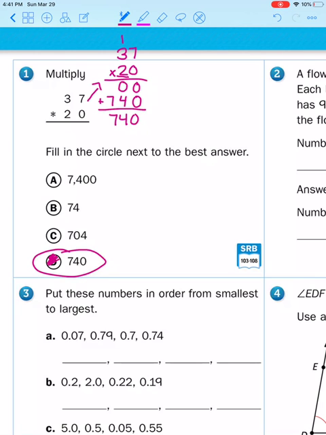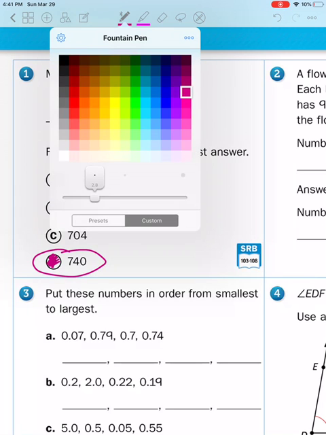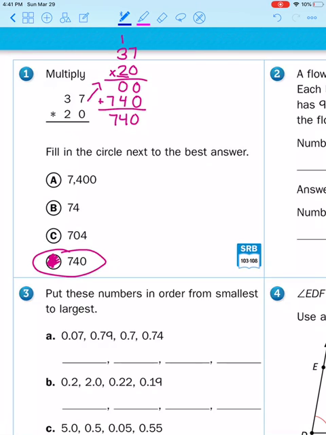for D. You also could have done this by doing 37 times 2, which is 2 times 7 is 14, 3 times 2 is 6, plus 1, so you get 74, and then do 74 times 10 for that 0, and you get 740. So you could do it one of two ways.